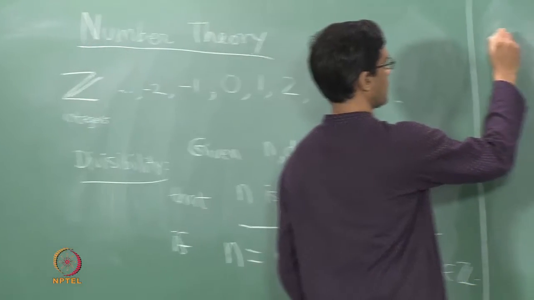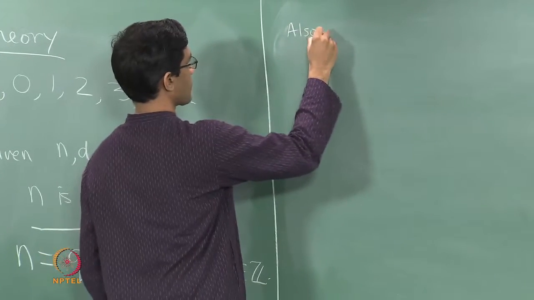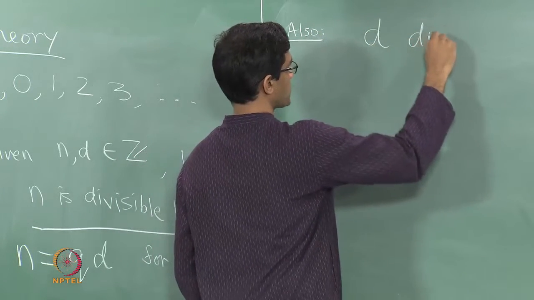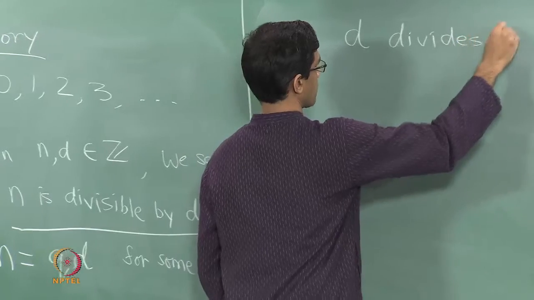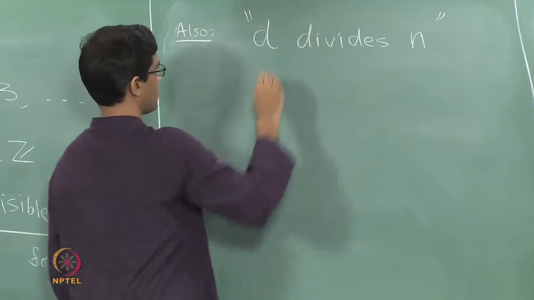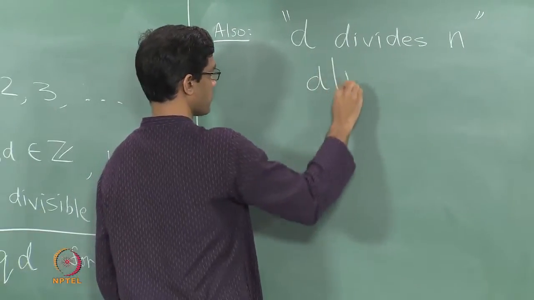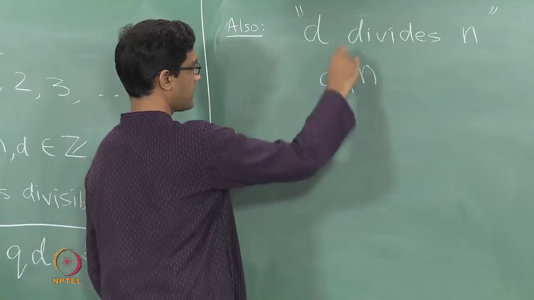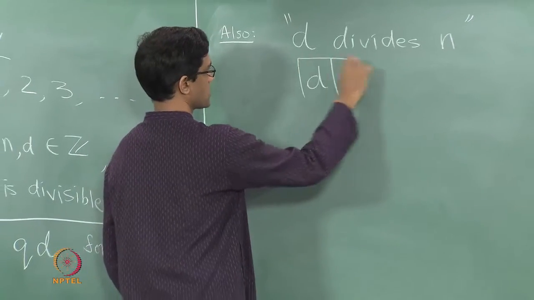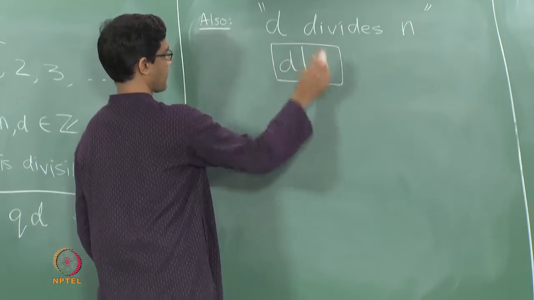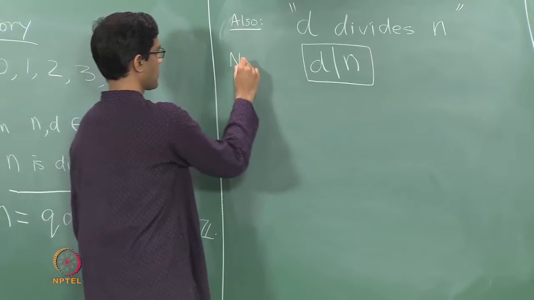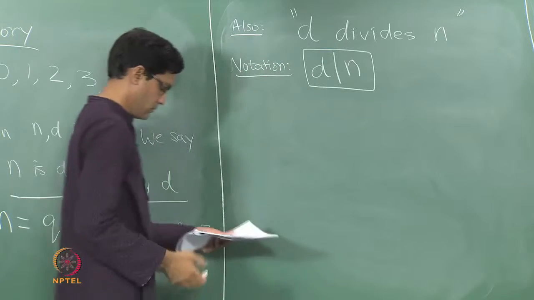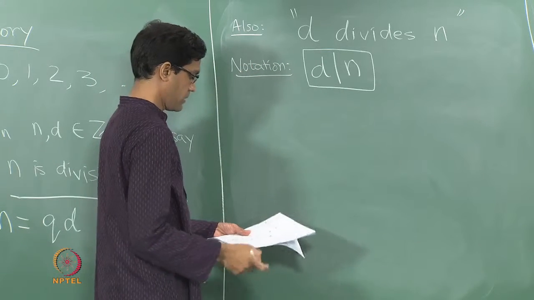Another commonly used expression is that d divides n. And this of course has a notation which is very convenient in many situations. We write d divides n, with divides just being this vertical line over here. So that is the notation for divisibility.